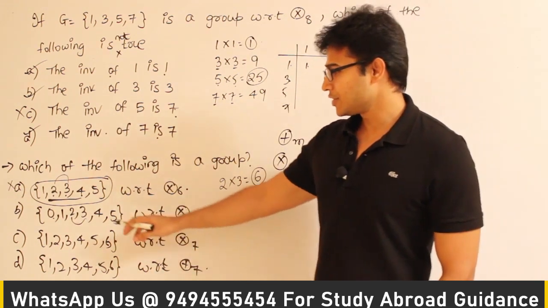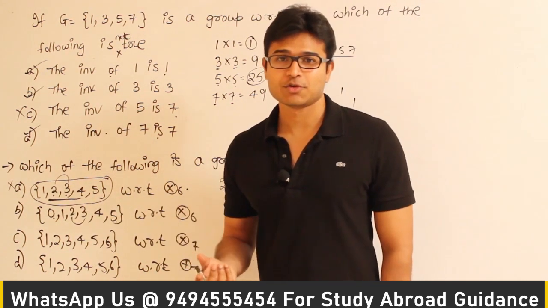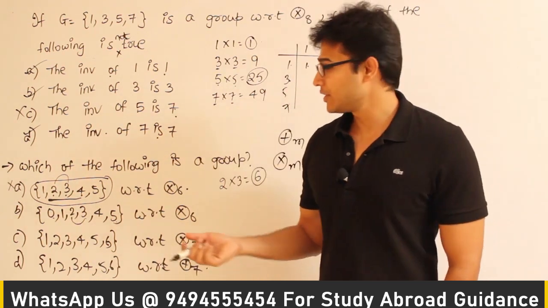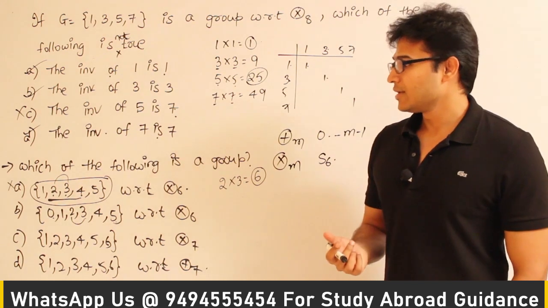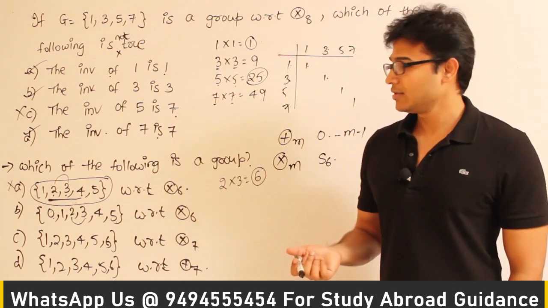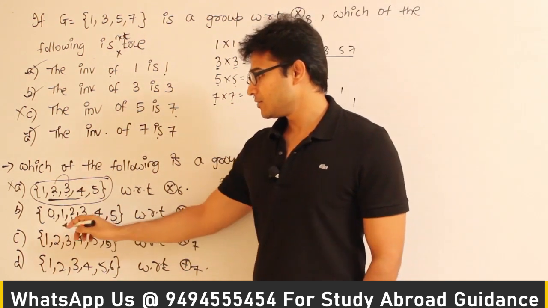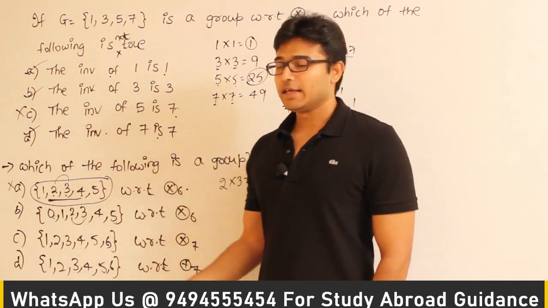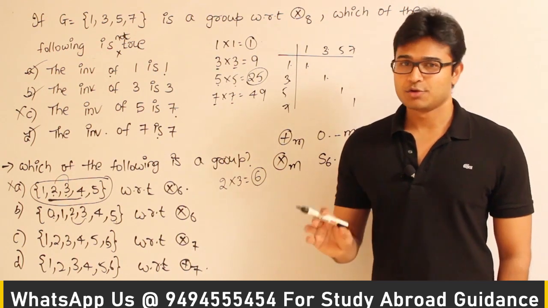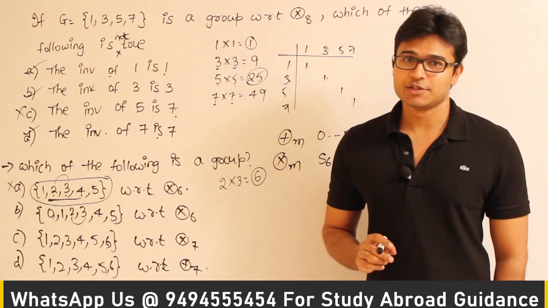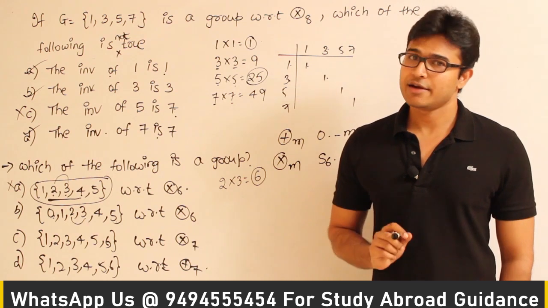Earlier 0 was not present, and that was the reason we showed that it is not a group. Now they have given the 0 also. Will it make a difference now? Just check it. 0 has been added, fine, but then the problem is there will be no inverse to 0 in case of multiplication, because whatever you multiply 0 with, the result is always going to be 0. You are not going to get the identity element.